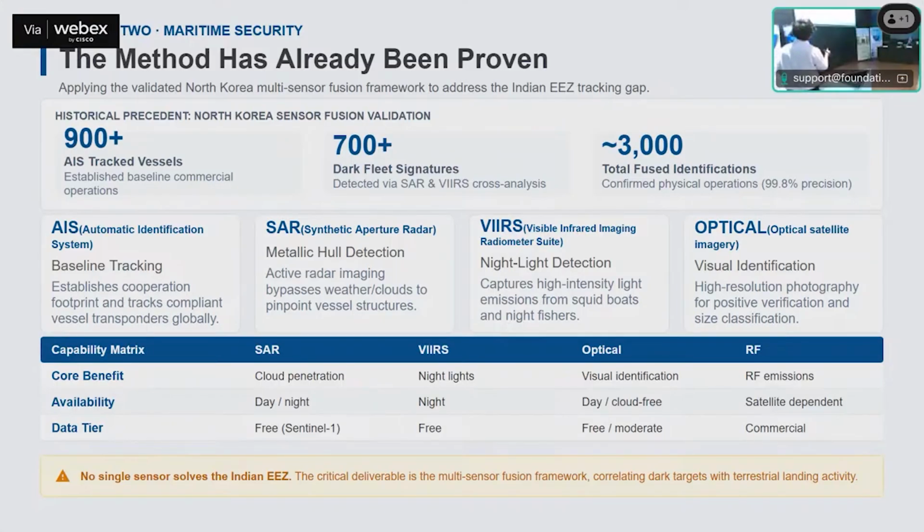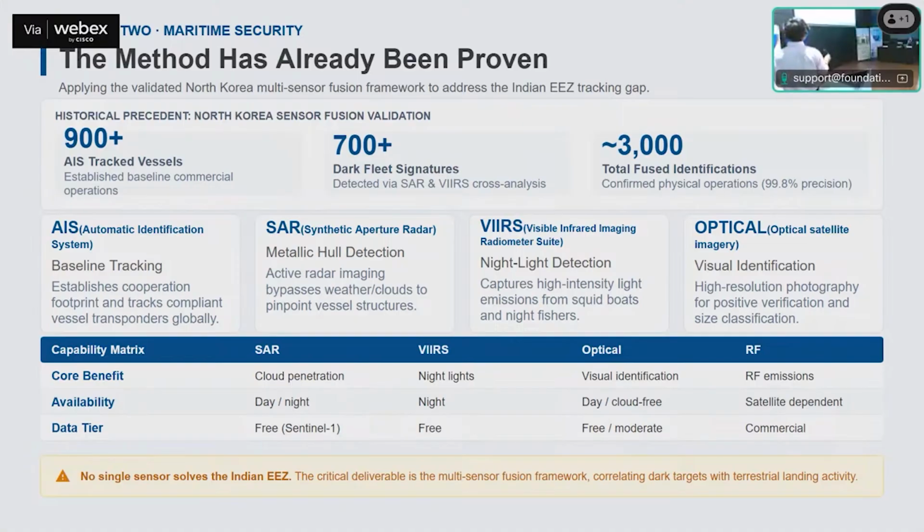And then we are using VIIRS, the Visible Infrared Imaging Radiometer Suite. At night it measures the lights, because usually these dark fleets use bright lights to attract fish. We can use these satellites to see these bright lights in the oceans, which confirms there are fleets trying to capture fisheries. And then the third is optical imaging. We can use the satellite visual data to figure out if there are fleets or not.